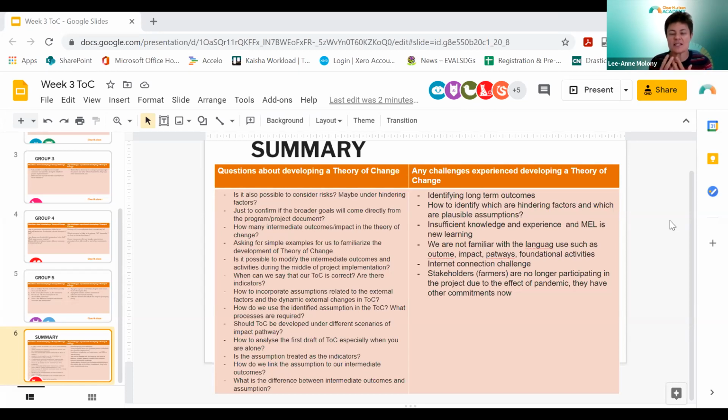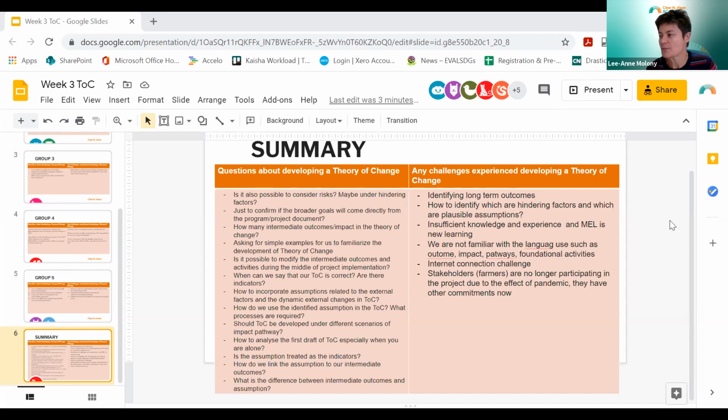We go to program documents and look to see if we can find a clue as to what the broader goals might be. They're not always there, but they're pretty important to include because it helps you keep your eye on a bigger picture, the bigger picture why of your program.